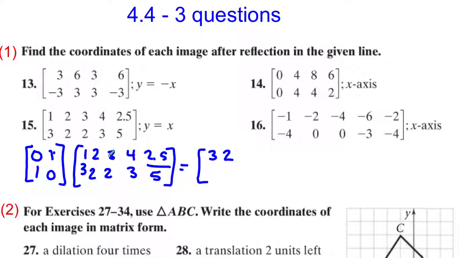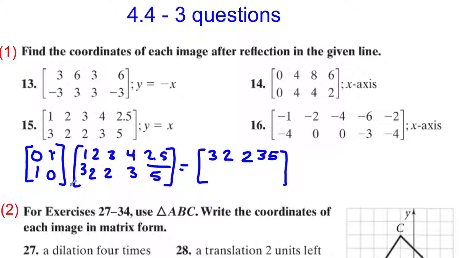0 times 3 is 0, plus 1 times 2, which is 2. 0 times 4 is 0. 1 times 3 is 3. 0 times 2.5 is 0, plus 1 times 5. All right, so we got row 1 done. Now looking at row 2.